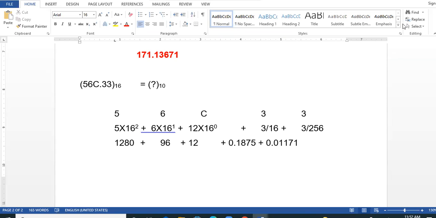Compatible with me, Riddhi, Samriddhi? Okay, so final answer, Divanshi. Divanshi, unmute yourself and discuss the final answer. Sir, 1388.19921. Clear? So that was your conversions, okay?